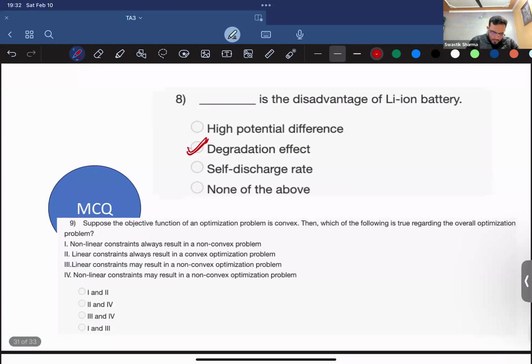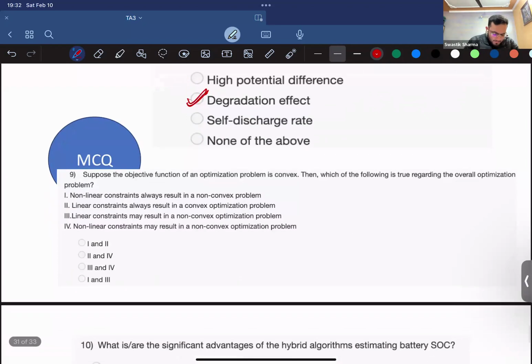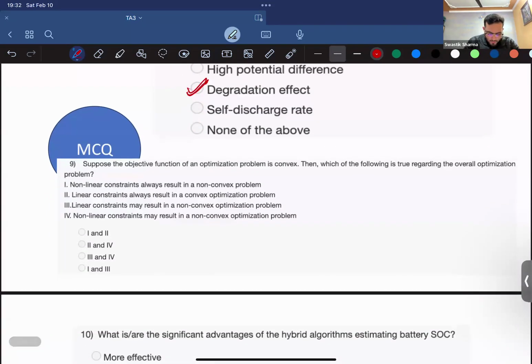Ninth question. Suppose the objective function of an optimization problem is convex, then which of the following is true regarding the overall optimization problem? Non-linear constraints always result in a non-convex problem. Linear constraints always result in a convex problem. Linear constraints may result in a non-convex optimization problem, and non-linear constraints may result in a non-convex optimization problem. Sir didn't cover it, and I also didn't cover it.